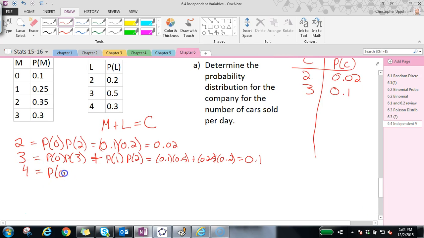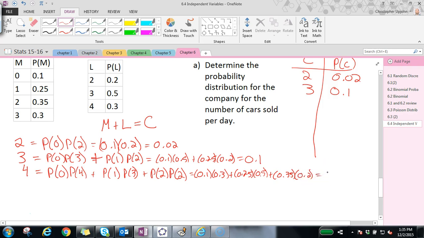4 cars, we can get that by 0 and 4, or we can get that with 1 and 3, or 2 from Mario and 2 from Luigi. Those are the 3 different ways that we can get 4. We multiply those separately. So 0.1 times 0.3 plus 0.5 times 0.5 plus 0.35 times 0.2. We add all of those up to get 0.225.